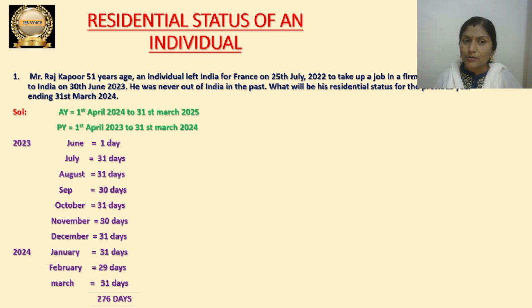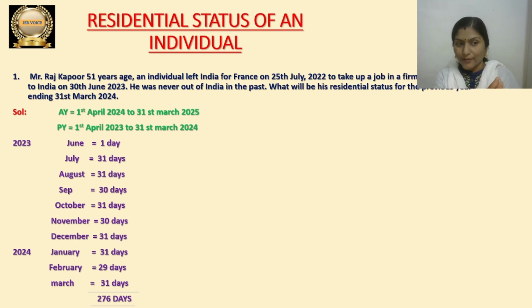In May also he was not in India, he was in France only. And after May, in the month of June, from 1st June to 29th June he was in France only. But he returned to India on 30th June 2023. In June there are 30 days in total, and on the last day he came to India. So he stayed one day in India in June. All the remaining days he was in France.